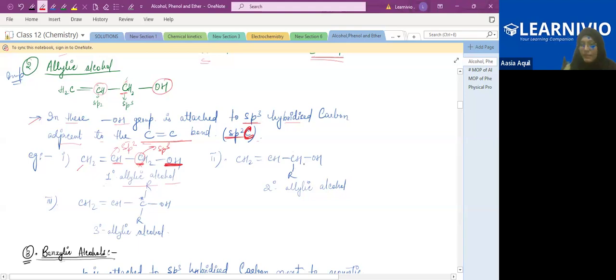Similarly, the second one is again an allylic alcohol, with the hydroxyl group attached to sp3, right? And further it is attached to sp2. Now, to check the degree, whether it's secondary, primary or tertiary, just check that this hydroxyl group is attached to this carbon, and this carbon is attached to how many groups? How many bonds does it have? This R group and this CH group. So it is known as secondary allylic alcohol. Similarly, the third one is tertiary allylic alcohol.